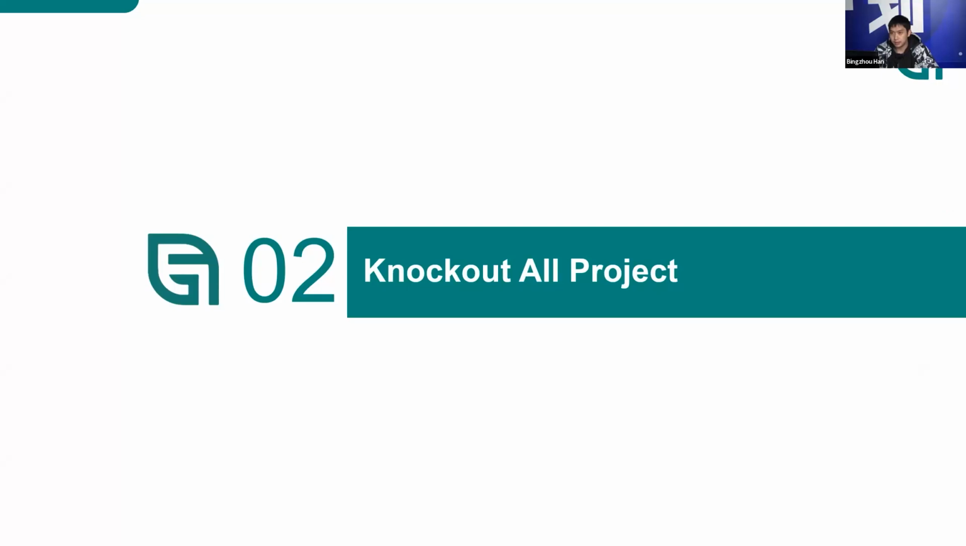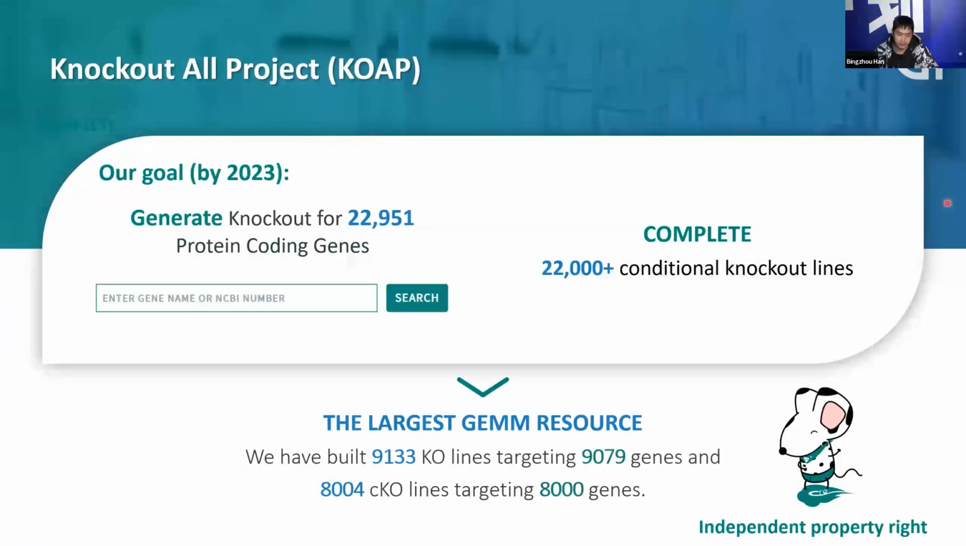Then in the next part, since we have very good CRISPR-Cas9 based strategies and techniques, we launched an ambitious project in 2018, called the Knockout All project. Our goal in 5 years is to generate knockouts for all the protein-coding genes in mice, nearly 23,000 of them, and simultaneously complete over 22,000 conditional knockout alleles, most of them floxed alleles. After we complete this project, we will become the largest mouse source in the world, and all the strains we have will have independent property rights.